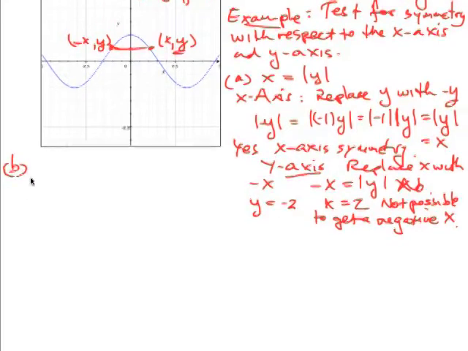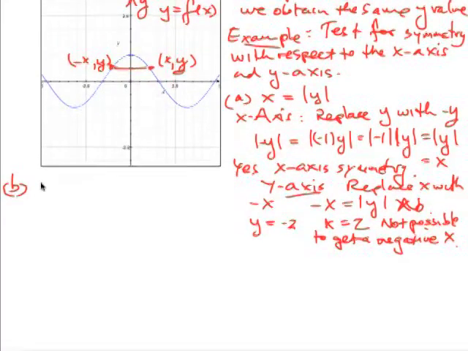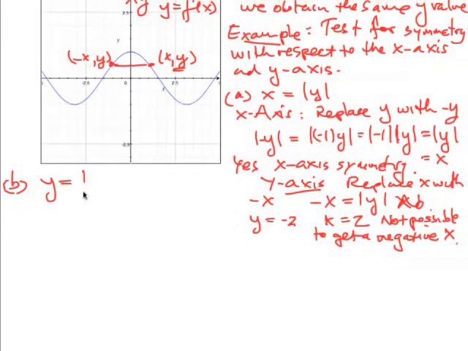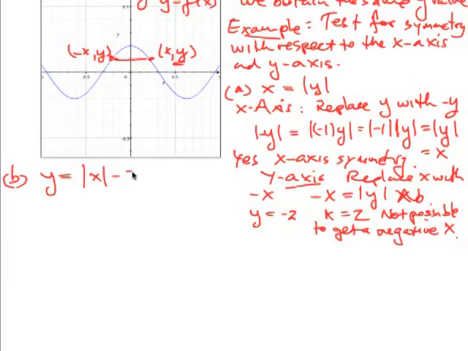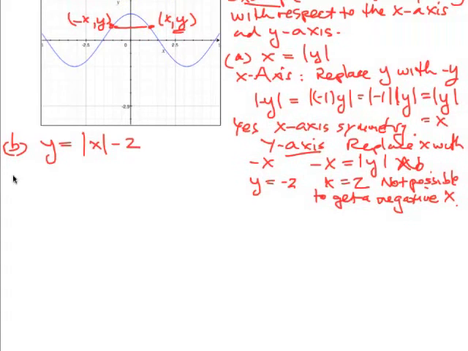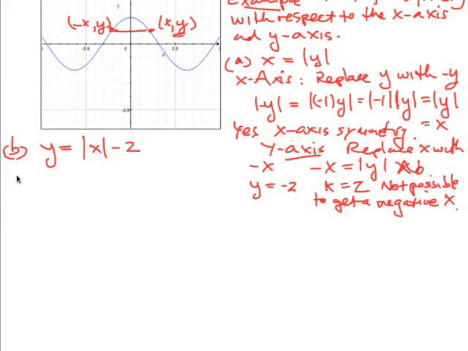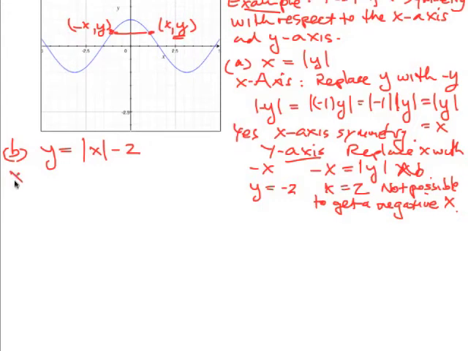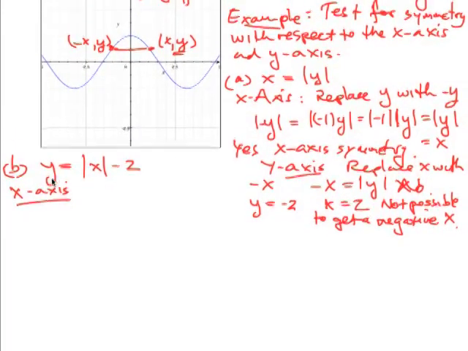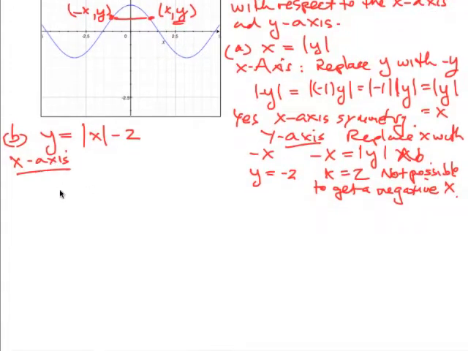Right, let's do part B. What if I have something like y equals the absolute value of x minus 2, for example? Let's again look at the x-axis. Then we have to replace y with negative y. So when we have negative y, this of course is equal to what?